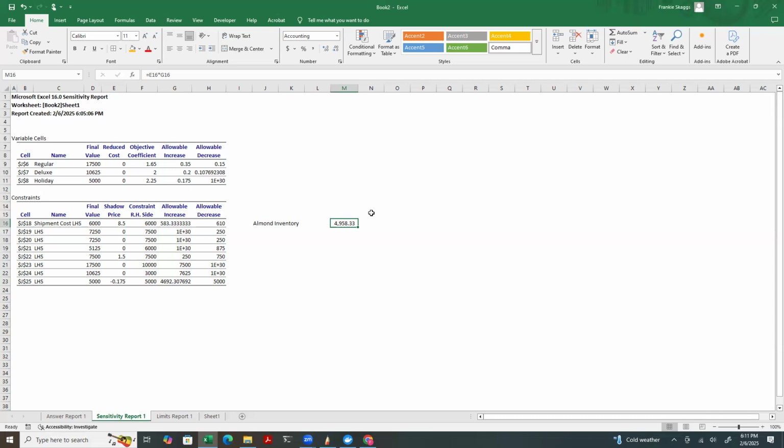The last question, question 5: recommendation on how profit contribution could be increased if TJ Inc. does not satisfy all existing orders.